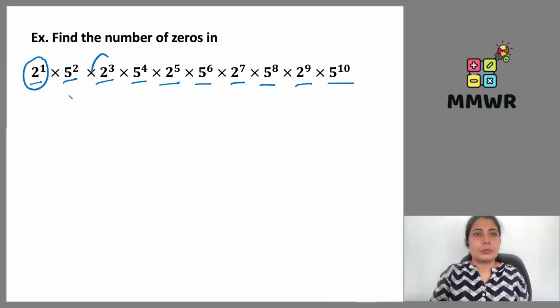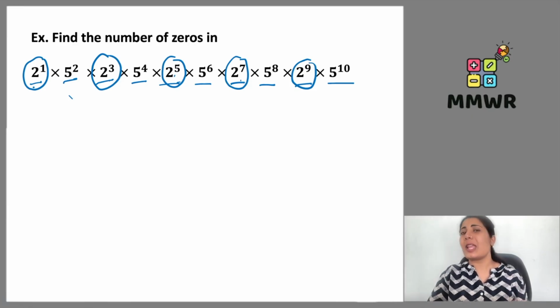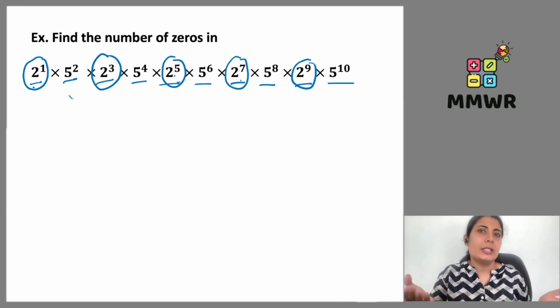Let's collect it for 2. What all powers do we have for 2s? So 2 to the power 1 plus 3 plus 5 plus 7 plus 9. You can increase one step, but this is an objective based problem only. Right? Why are we learning this shortcut method? Just to save our calculation time so that we can quickly move to the next problem.